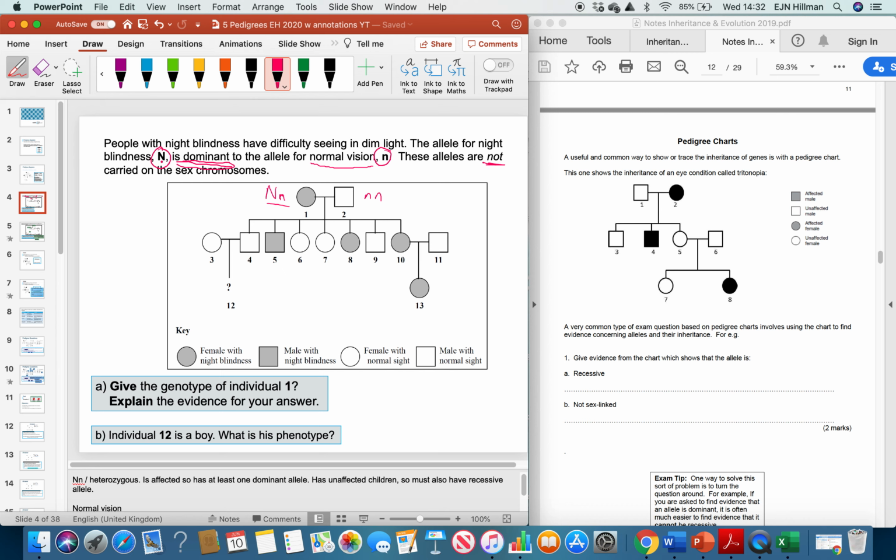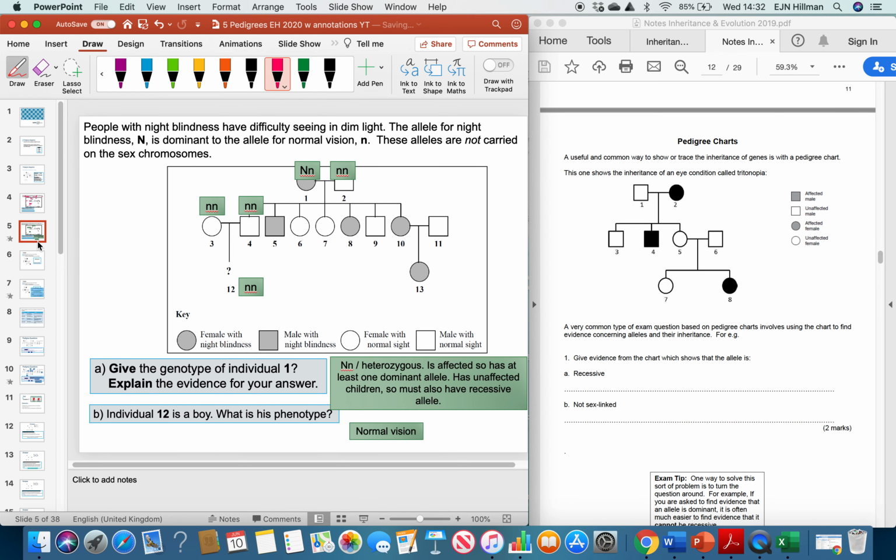We know that the allele that causes night blindness is dominant and therefore would be expressed in the phenotype if it were present. So 3 must be homozygous recessive, 4 must also be homozygous recessive, and therefore 12 has the phenotype of normal vision and his genotype would be homozygous recessive. Just to check all of that, there we go.